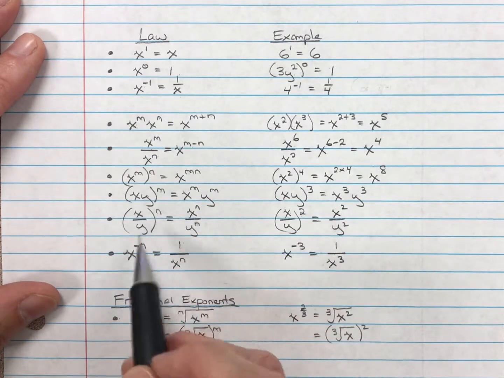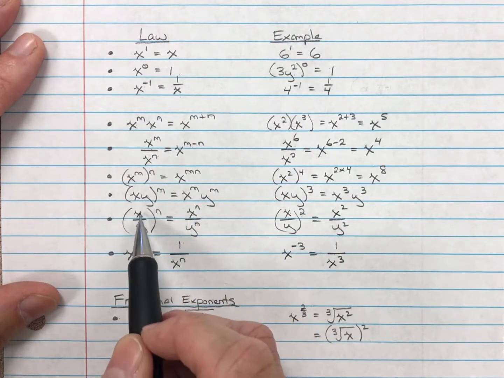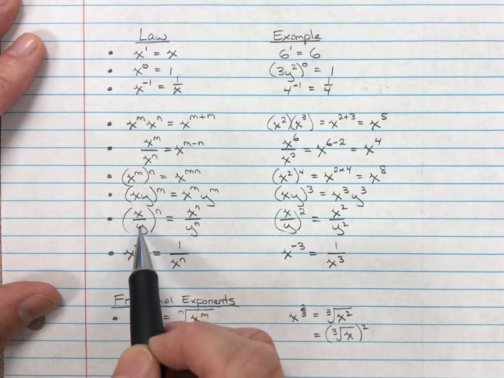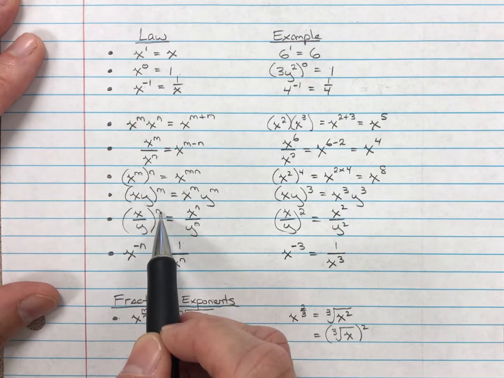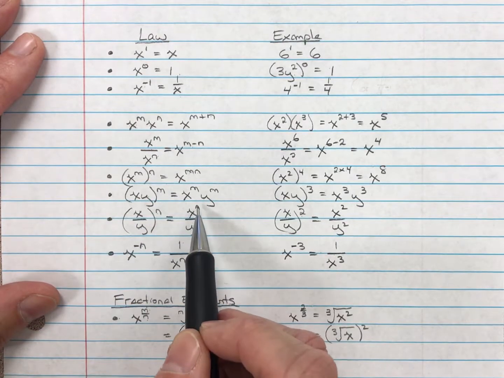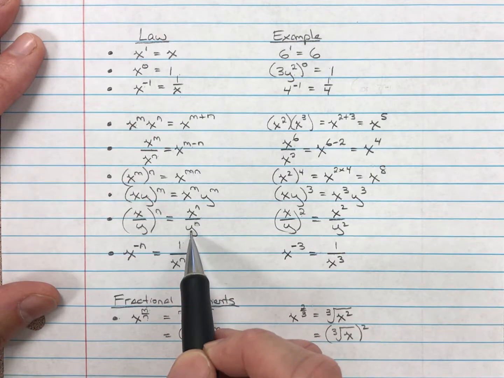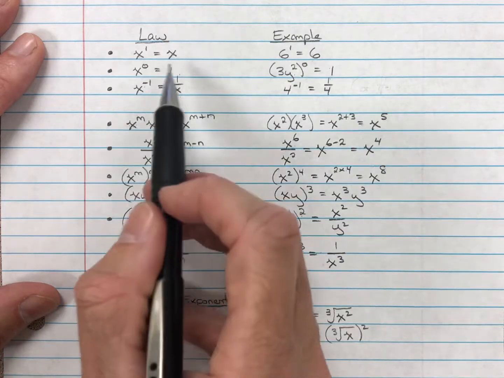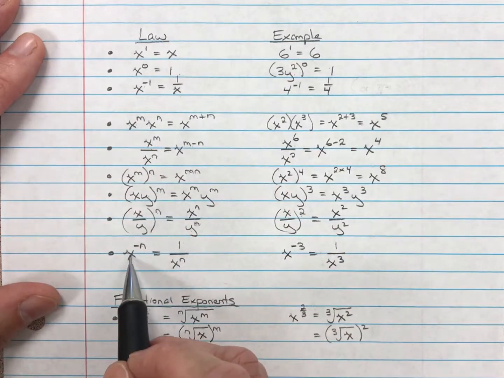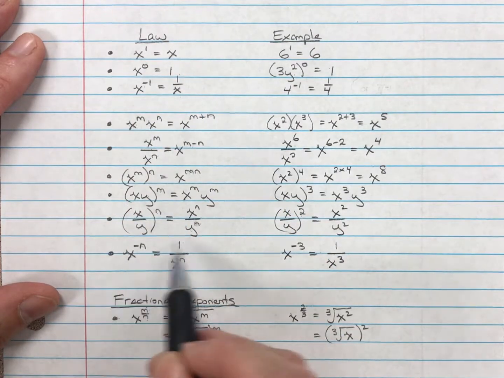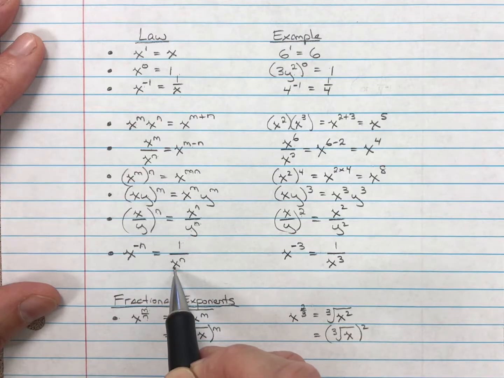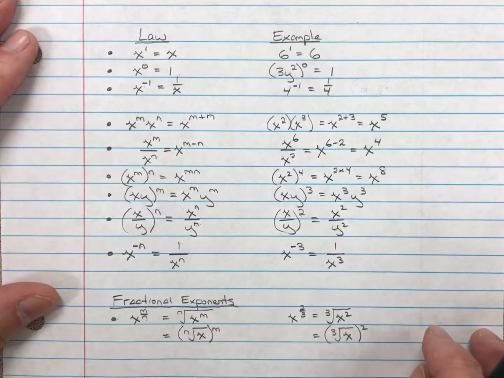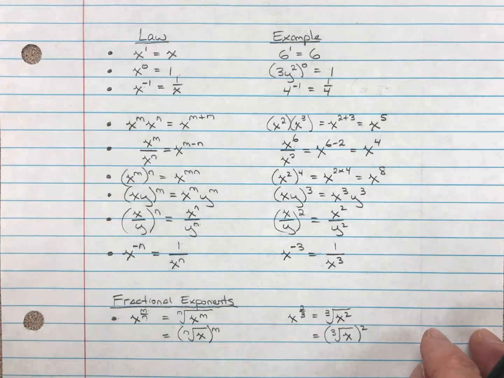We also want to take a look at this one here, that a division problem raised to an exponent is the same as the numerator raised to the exponent divided by the denominator raised to the exponent. And this is the same one as you see up here. x to the negative n is the reciprocal. It's 1 over x to the n. So those are a couple of things we want to note, but we've been through those. And you need to have a good sense of those as you work through these problems.